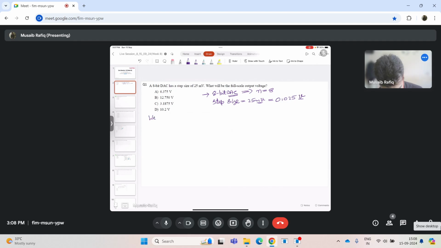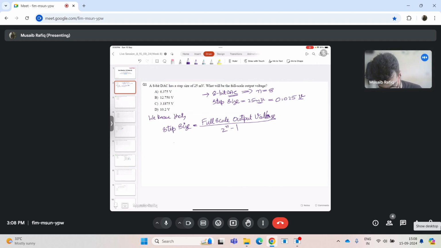So we know that step size is equal to full scale output voltage divided by 2 raised to power n minus 1. So we have this formula which says that the step size of a DAC is equal to full scale output voltage divided by 2 raised to power n minus 1, where n is the number of bits of the DAC, so the precision of the DAC, right?